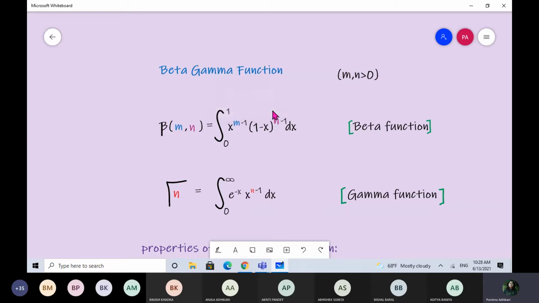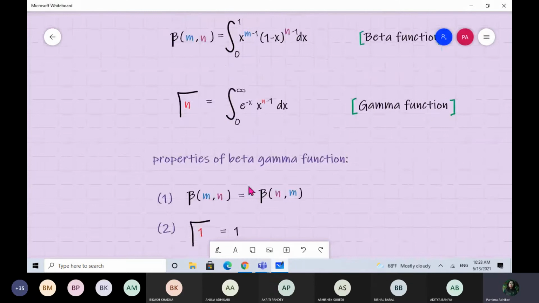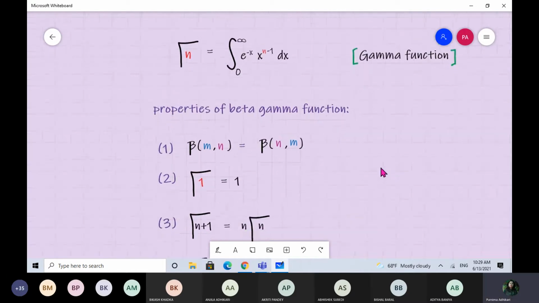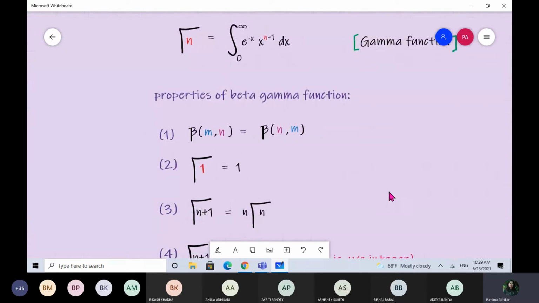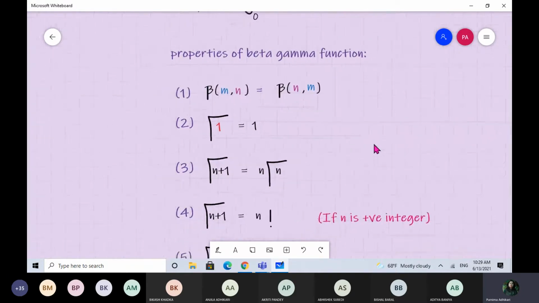Okay, so last time we have seen few properties. So what was your first property? Beta m n is equals to beta n comma m. So we can interchange the place of m and n. We have done this property also, isn't it? Gamma 1 equals to 1. Have you seen this proof? Okay, so what about this? Have we discussed this one? Okay, so we must have done integration by parts and got this result. So we need to discuss this today.